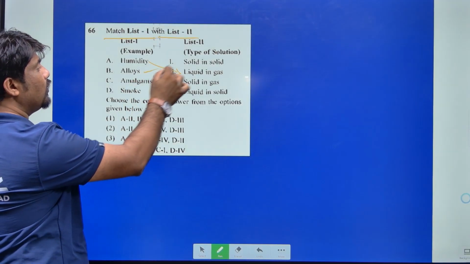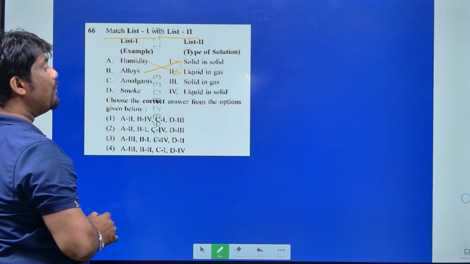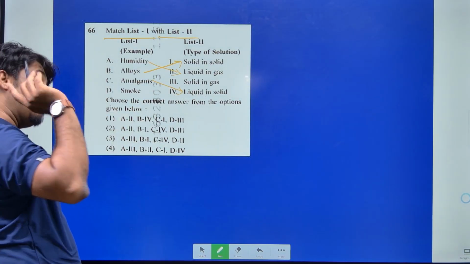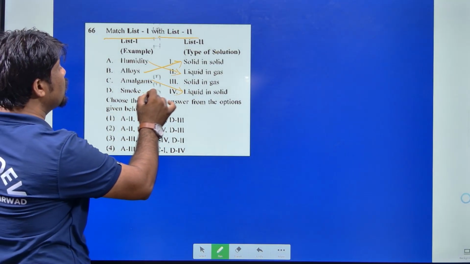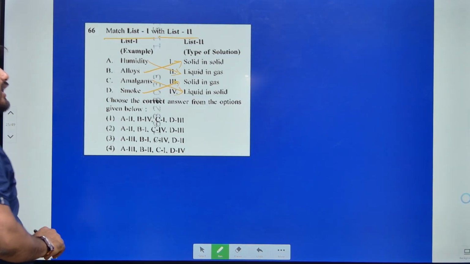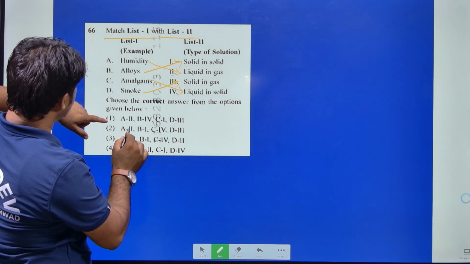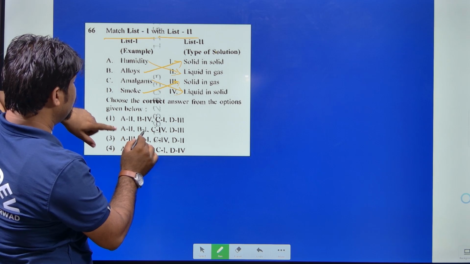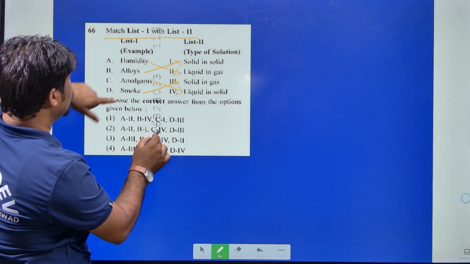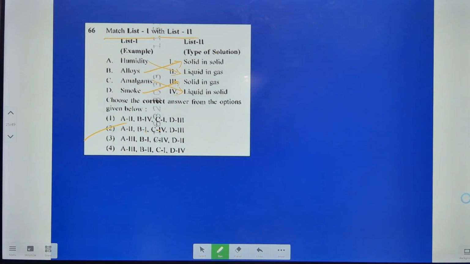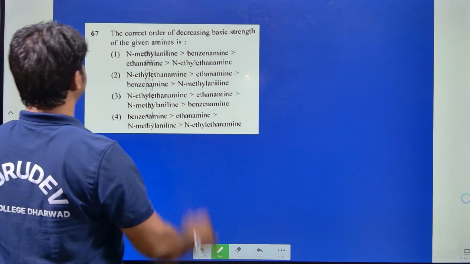Alloy is a mixture of what? A solid in solid. Amalgam is a mixture of liquid in solid. At last, smoke means what? Smoke is a solid in a gas. Then which is the right answer? A is 2, B is 1, C is 4, D is third. So option 2 is the right answer for the question. Well, go to the next problem then.